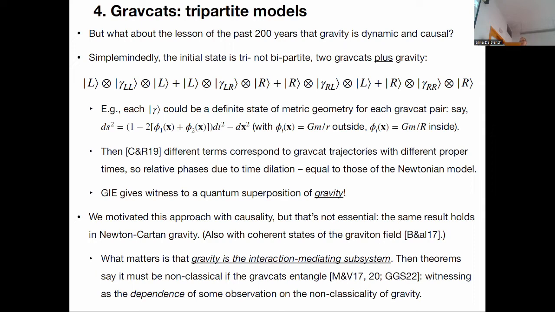So as I said, what really matters is that gravity is the interaction-mediating subsystem. There's no direct interaction. And as I said, it's a pretty immediate consequence of quantum mechanics that system can't just be classical. It won't get entanglement if that's all that's going on. So there's a sort of naive proof we give in the paper. There are deeper proofs.